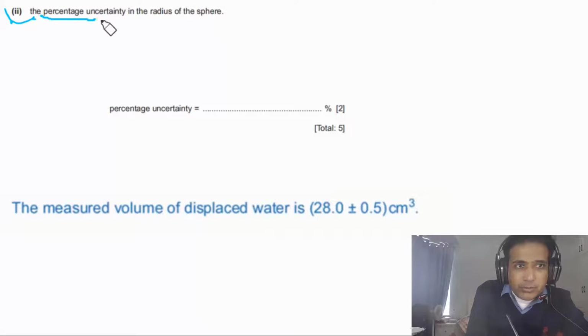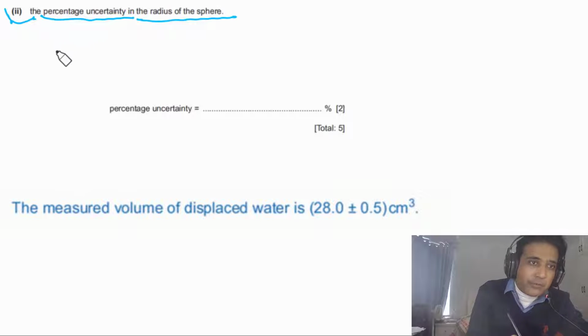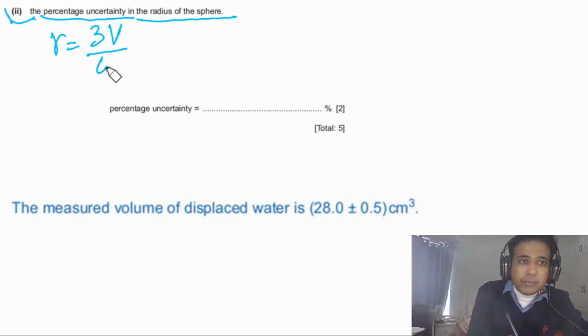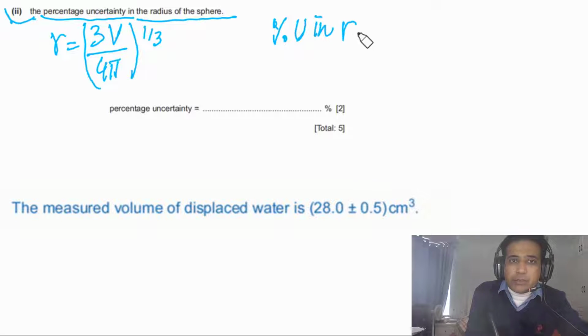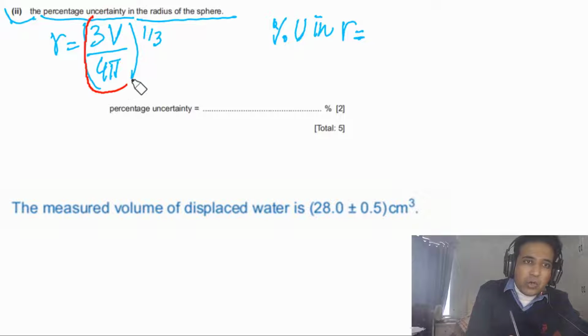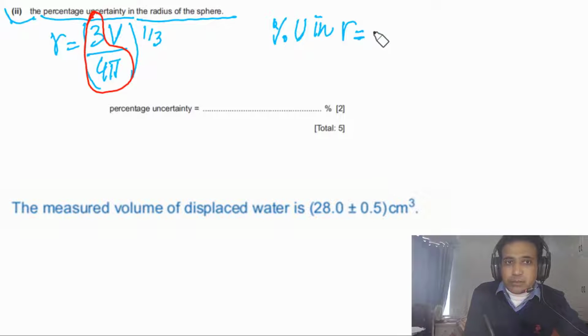Second part says calculate the percentage uncertainty in the radius of the sphere. And the radius of the sphere, we have already discussed, is equal to the cube root of 3 times volume divided by 4 pi. Now we need to calculate the percentage uncertainty in r. If you look at these given quantities, you can see this one is constant. So it simply means that the percentage uncertainty in r is 1 over 3 of the percentage uncertainty in volume. This is the main thing you need to understand.